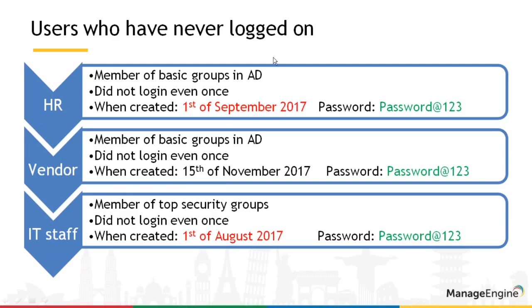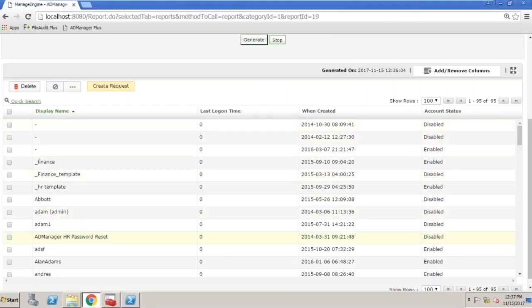So it's very important to know when the account was created, and this report gives you the visibility that you want. For instance, I have an account named underscore finance, and the account was created sometime in 2015. What is more alarming is that the account is still in an enabled state in Active Directory.